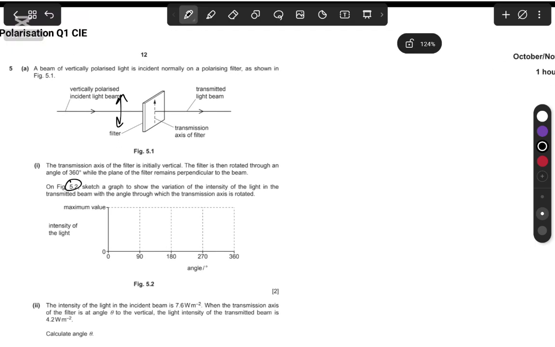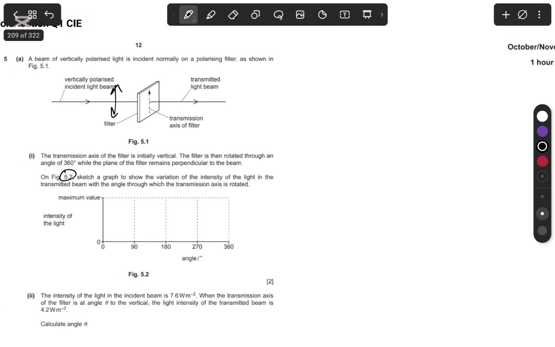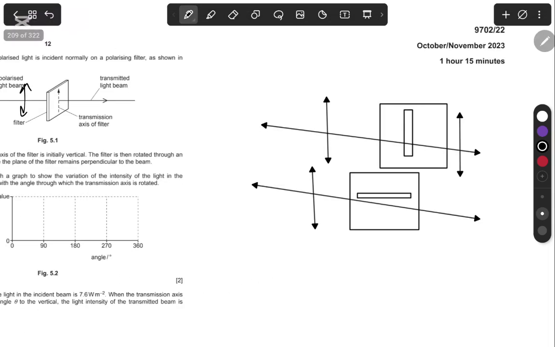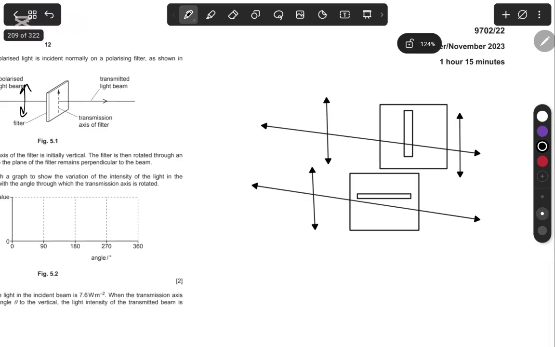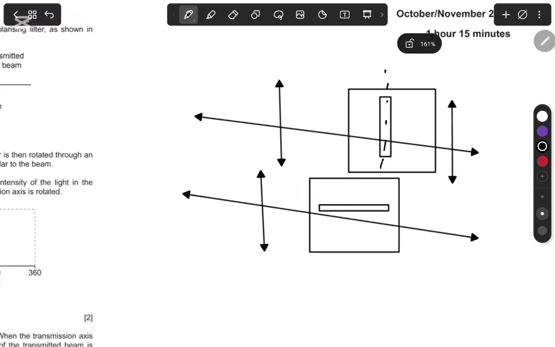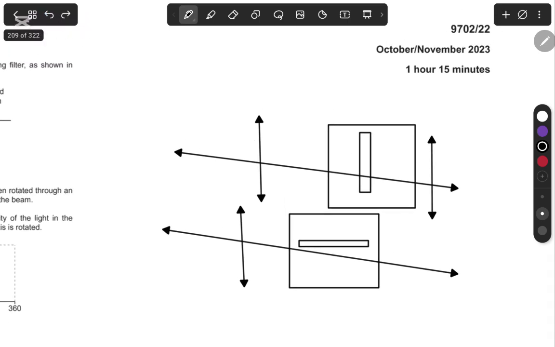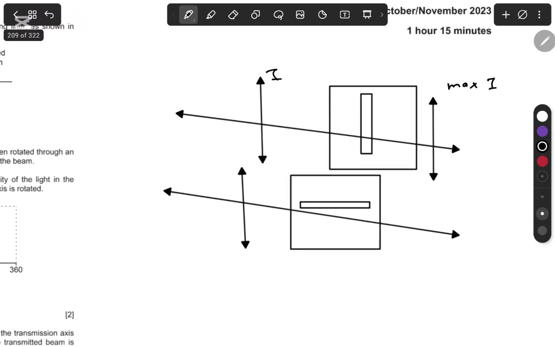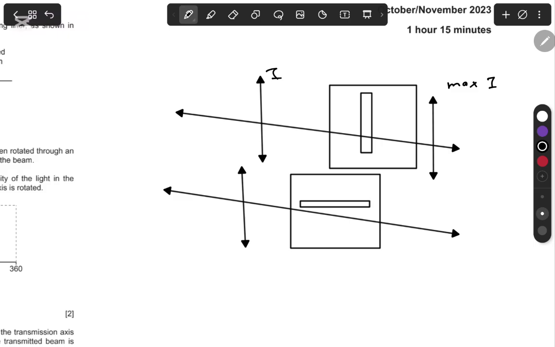So there are a couple of ways to do this. Two ways actually. The first one is understanding it theoretically. So I have a diagram here, the same thing. And we can notice here that initially they both are parallel. The vertically polarized light and the transmission axis are both vertical. So we have the maximum intensity. Okay, this is I max. So its intensity remains the same, maximum basically.